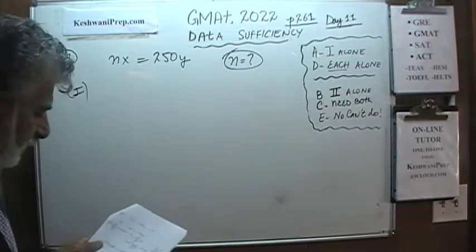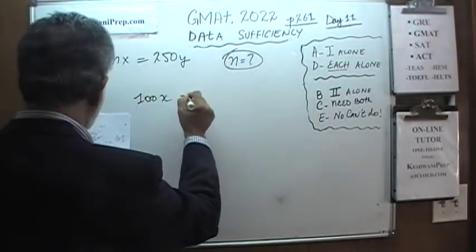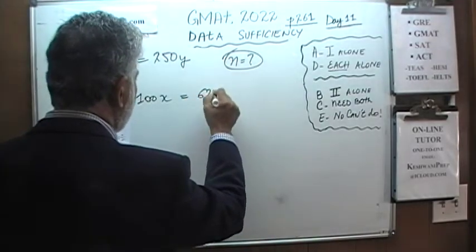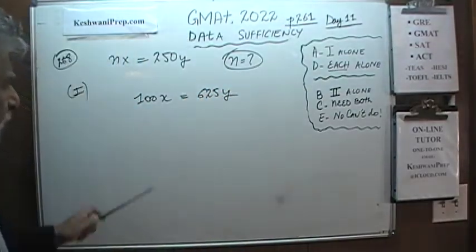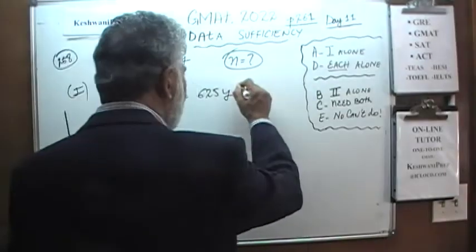Let's see what they tell us. The first statement tells us that 100x equals 625y. Is that information enough to figure out the value of n? The answer is yes. I hope you are able to see that right away. The first statement by itself does the job nicely.